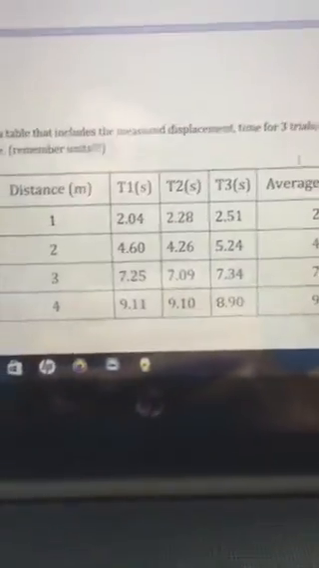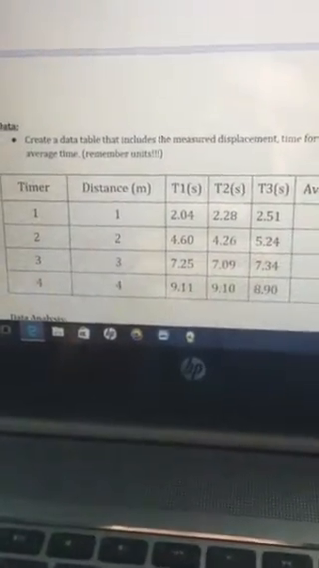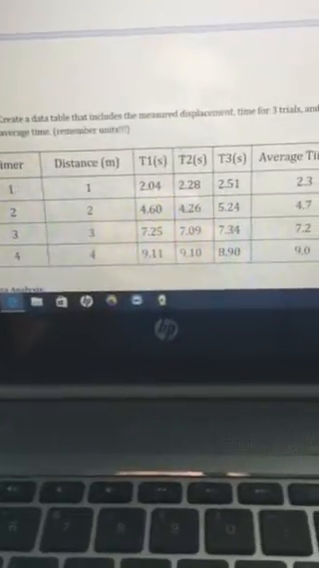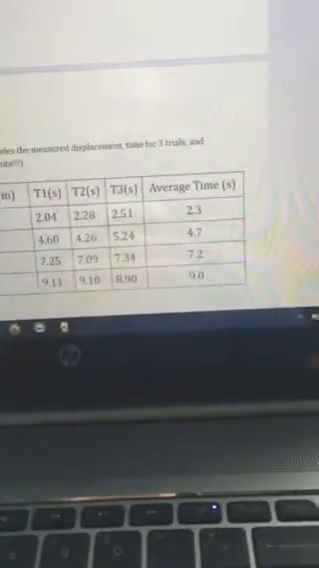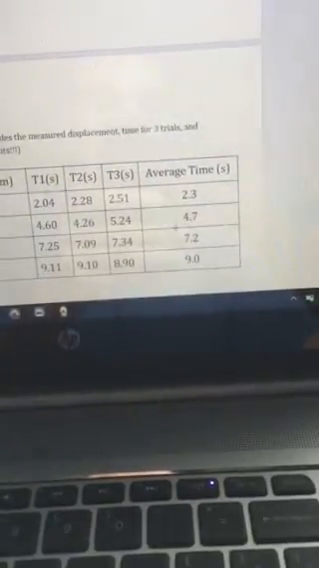So what we did was we got 3 trials for each time the car went by, and see right here our distance. Right here we got up to 4 meters, and these are our 4 checkpoints. And right here are the 3 trials, and pretty much what we did was we averaged them out so we could get a more accurate standpoint on our results.